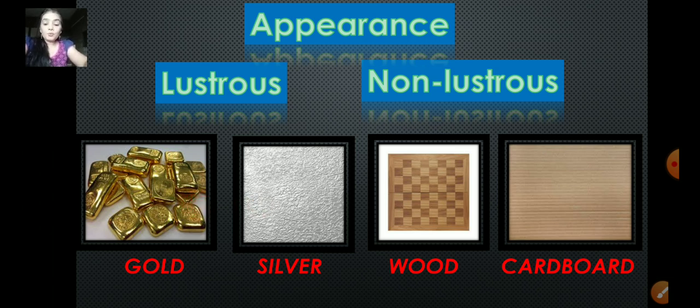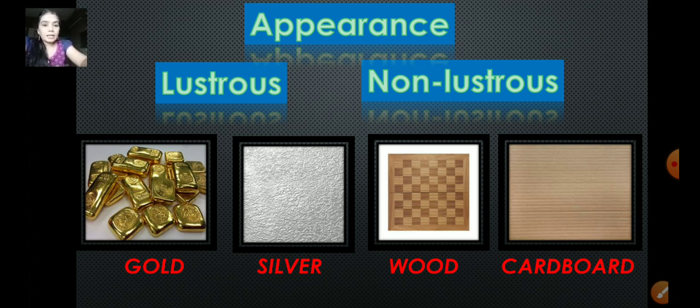So children, when you visit an ironsmith or a workshop, look out for the freshly cut surface of metal rods to see if they have luster. When we go to the gold shop, we can see the jewelry which is very shining. But what we have at home is not that shining. It is because of the air and the moisture present on them. And in the shop, they are freshly made pieces.